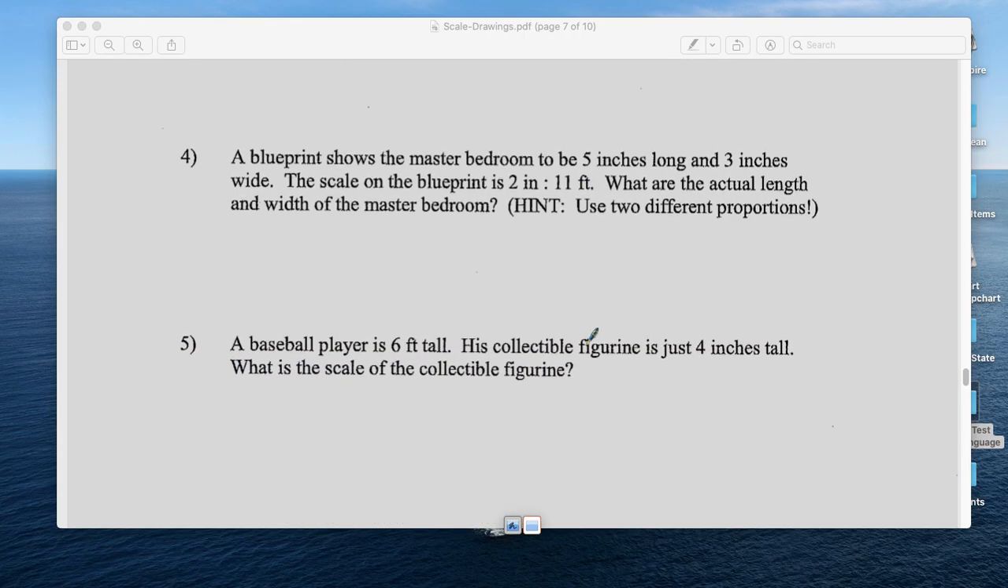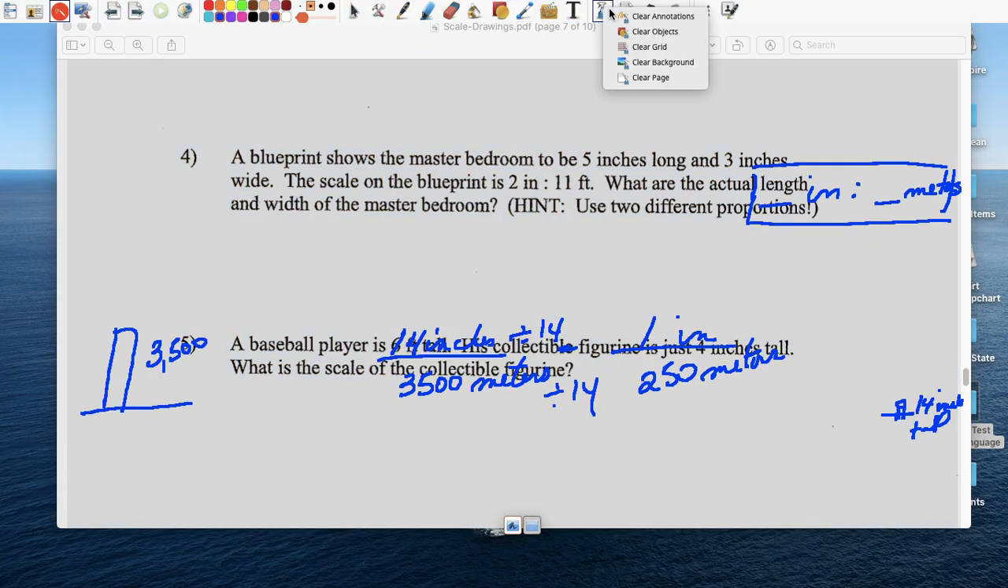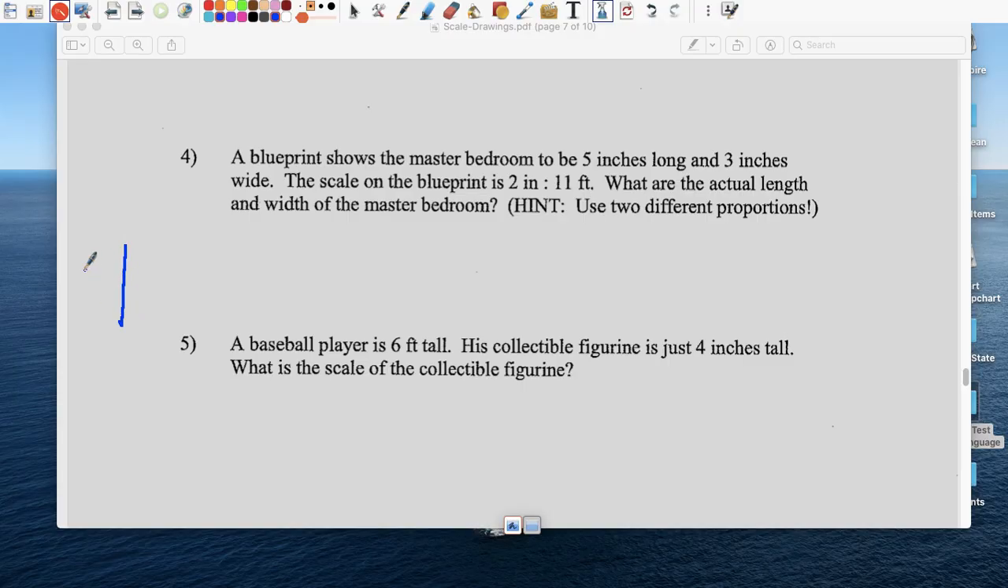All right, so again, there's a blueprint of the master bedroom. And I imagine this as the blueprint. This is 5 inches long. This is 3 inches long, so inches. So this is the drawing of the master bedroom that I drew. This is the representation of the master bedroom in my notebook, in my sketchbook. And now I want you to figure out the actual life. In real life, what does that 5 inches represent? And what do those 3 inches represent?